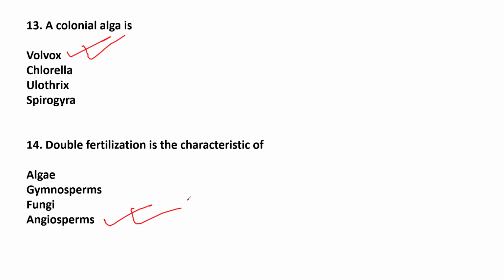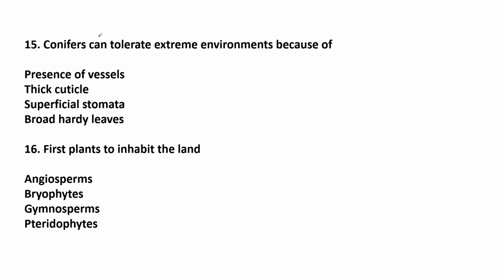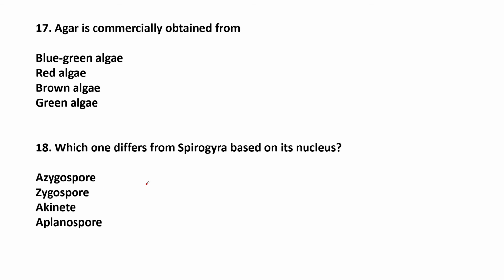Double fertilization is the characteristic of algae, gymnosperms, fungi and angiosperms. Angiosperms, right? Conifers can tolerate extreme environments because of presence of vessels, thick cuticle, superficial stomata or broad hardy leaves. Thick cuticle is the answer. Thick cuticle can tolerate extreme environments. First plants to inhabit the land: angiosperms, bryophytes, gymnosperms and pteridophytes. Bryophytes are the first plants to inhabit the land.